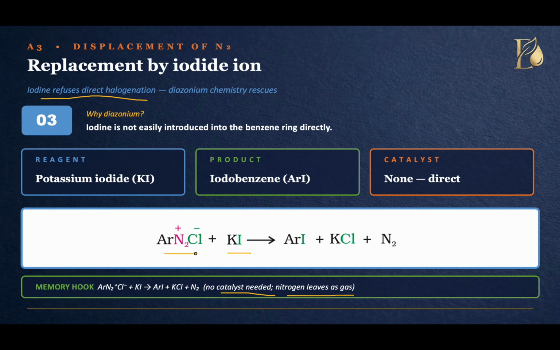So aromatic diazonium chloride, on treating with potassium iodide, introduces the iodine group to the ring, then releases nitrogen gas and KCl. What is the reagent used? Potassium iodide. The product is iodobenzene, and there is no catalyst used in this reaction.